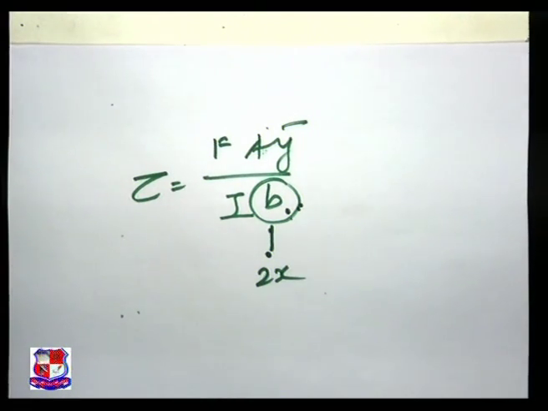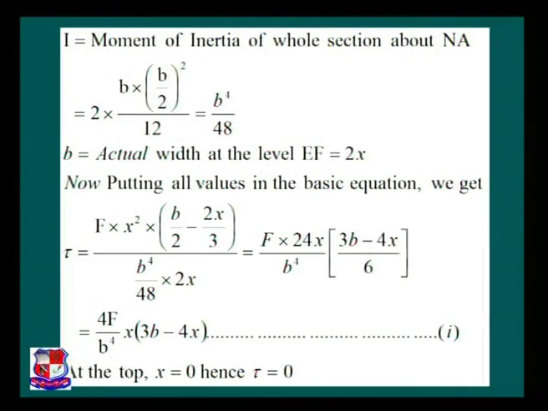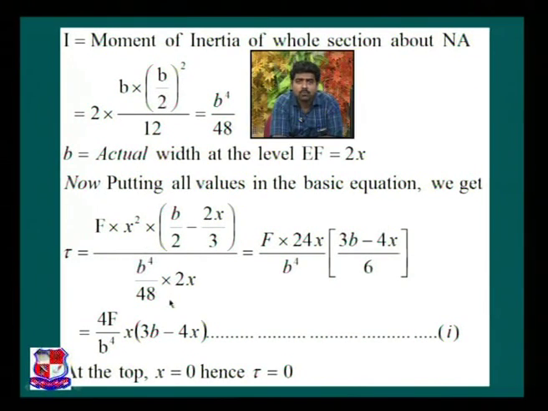So by putting that value on this PPT, 2x over here, and simplifying, that is F into A y bar, that is x bracket B by 2 minus 2/3 x, divided by B raised to 4 by 48 into 2x. By putting all these values and simplifying this, we get an equation: tau is equal to 4F by B raised to 4 into x bracket 3B minus 4x. It is equation number 1. This equation gives the variation of shear stress at the layer EF located at distance x from the top extreme fiber.